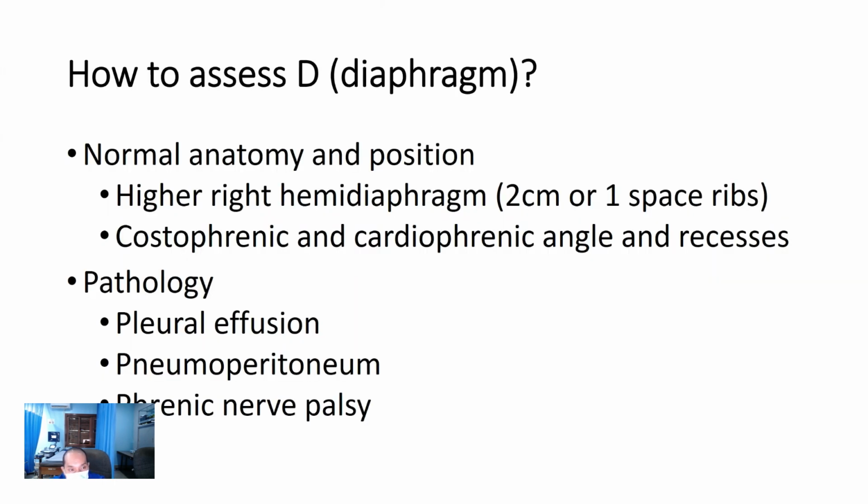Next, we have to assess for D. First of all, we have to see the normal level of the diaphragmatic dome, where the right is usually higher than the left, around 2 cm or one interspace. And we have to find any pathology like effusion, pneumoperitoneum, and phrenic nerve palsy.